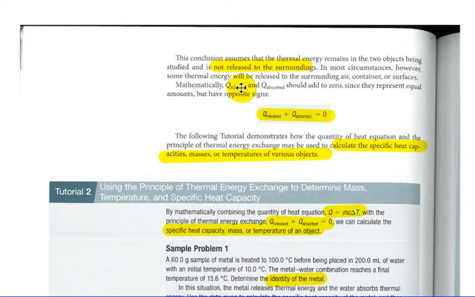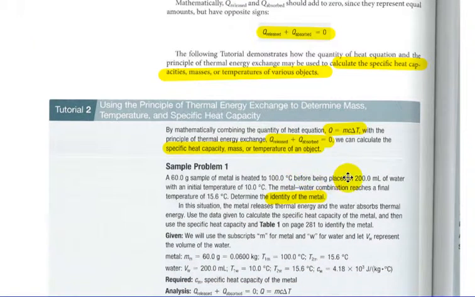So mathematically, Q released and Q absorbed should add up to be zero because what is released by one object is gained by the other, negative, positive. So negative 10 joules plus positive 10 joules equals zero. Or we can say Q released is equal to the negative of Q absorbed if we take it to the other side. So here we're looking at a couple of examples using this idea.